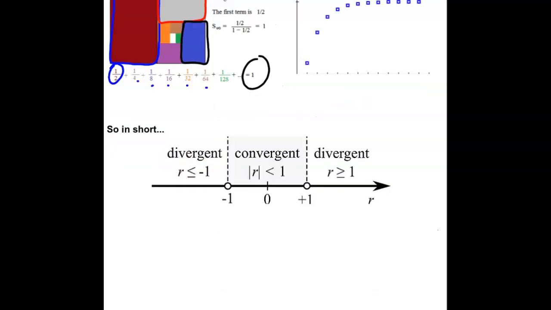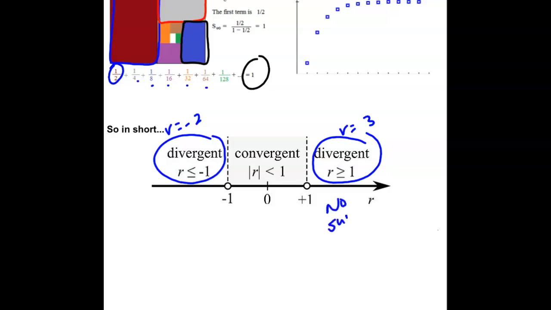So in short, we have two types of sequences. The ones where our R value is greater than 1, or if it's negative, it's smaller than -1. So things like R being -2 or R being 3. Those are what we call divergent. We will never be able to find their infinite sum. Okay, there's no sum for an infinite series.